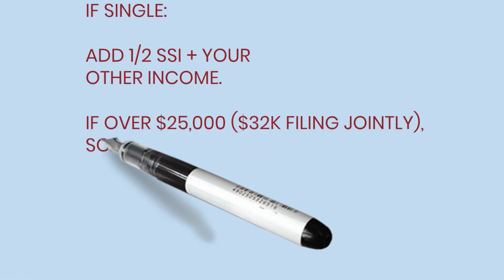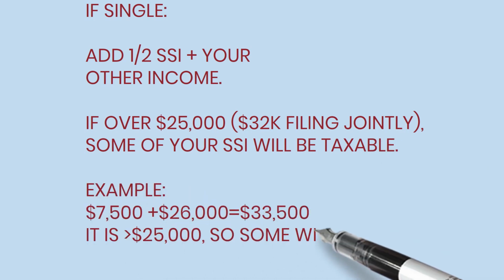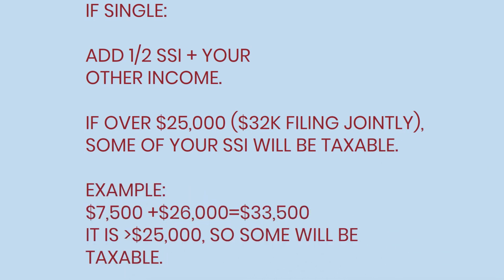To determine if your Social Security income is taxable, you will add half of your Social Security income to all of your other income. If it is over $25,000 and you are single, some of your Social Security income will be taxable. In our example, half of your Social Security income is $7,500. All of your other income is $26,000, and this includes your tax-exempt interest. This equals $33,500. Since this is over $25,000, some of your Social Security income will be taxable.